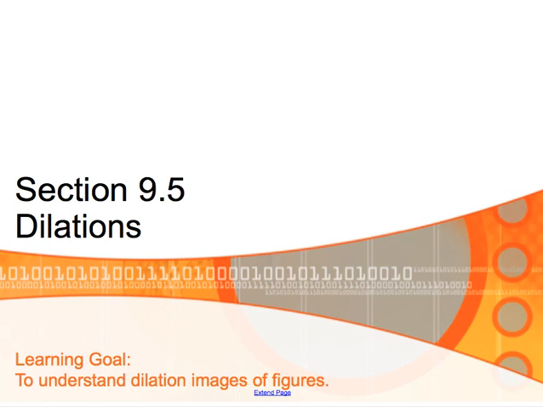So that concludes section 9.5, dilations. Hopefully you understand the dilation images of figures. This is our first transformation that is not an isometry. So remember, dilations create similar figures, not congruent figures.